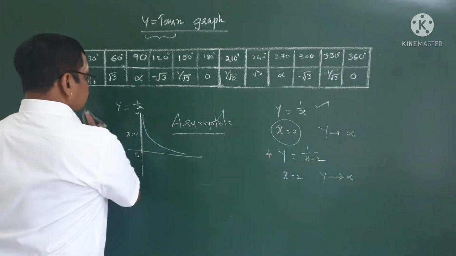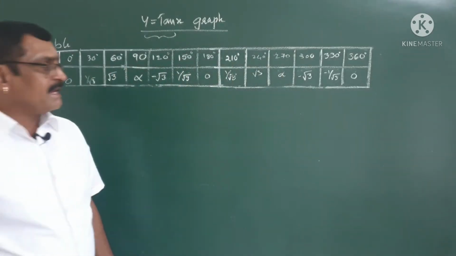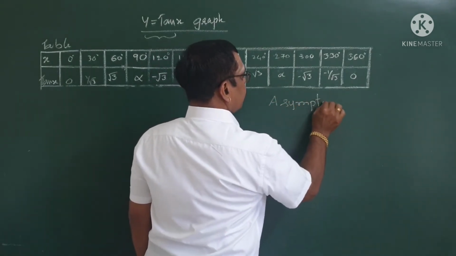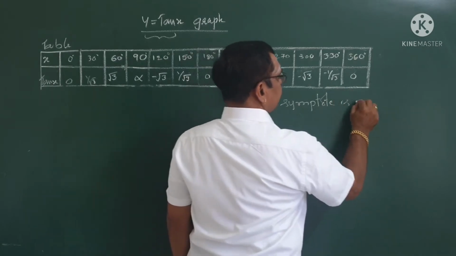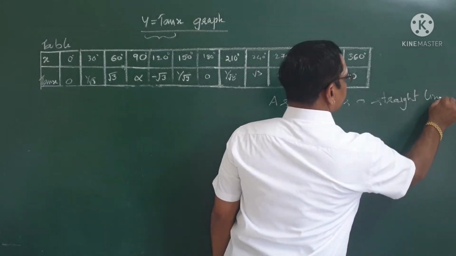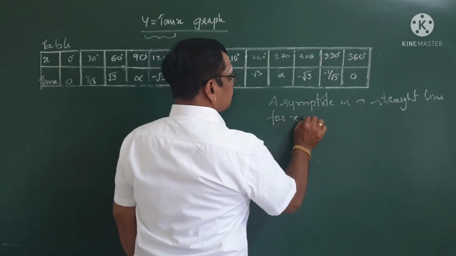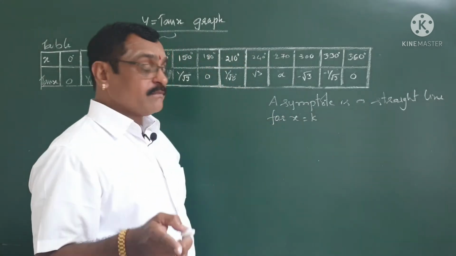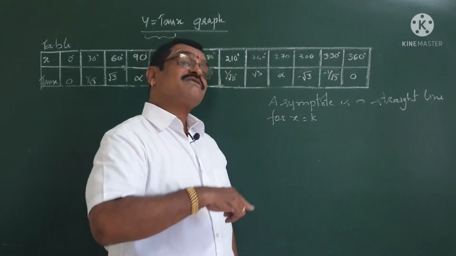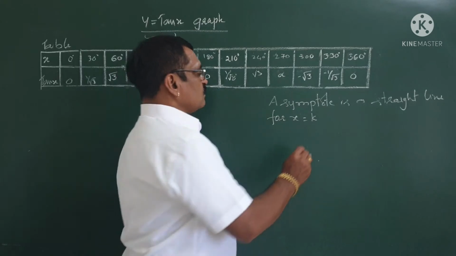Now, so what is an asymptote? Let me write. An asymptote is a straight line, for x is equal to some k. Of course, you can have this x is equal to k as a vertical asymptote. You can have horizontal asymptotes. You can have slant asymptotes also. But we don't want all those things. Simply I confine to this one, x is equal to k. I write vertical.